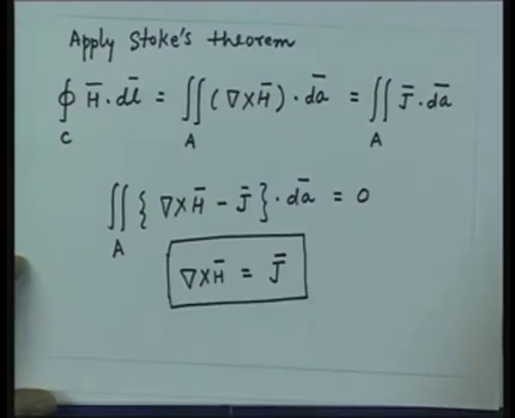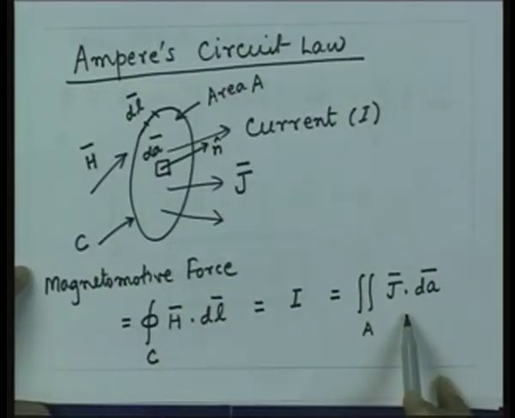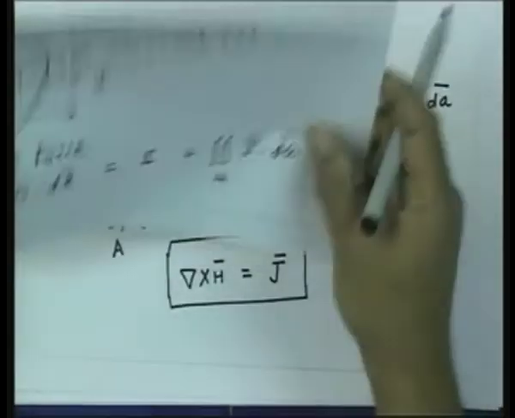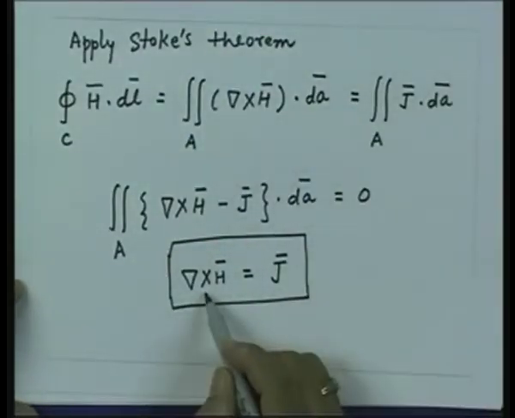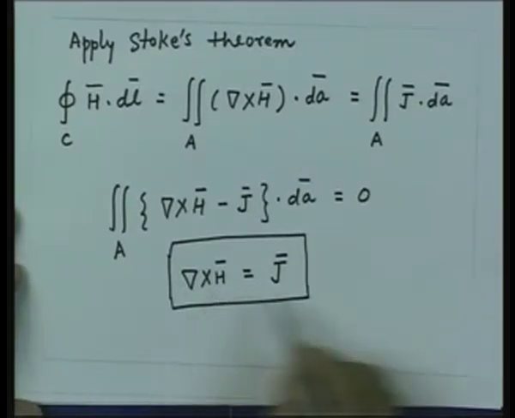So, Ampere's law in the integral form is this, whereas the same law, by applying the Stokes theorem, we get in differential form, and that is that. So, essentially the curl of H is equal to the total or the conduction current density at that location.